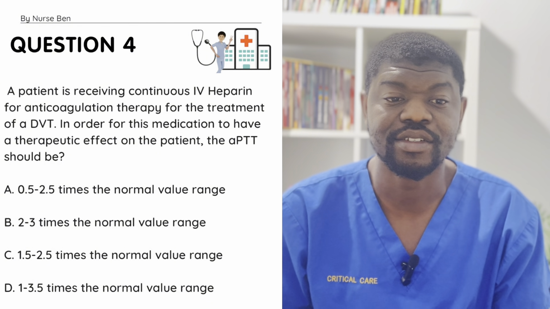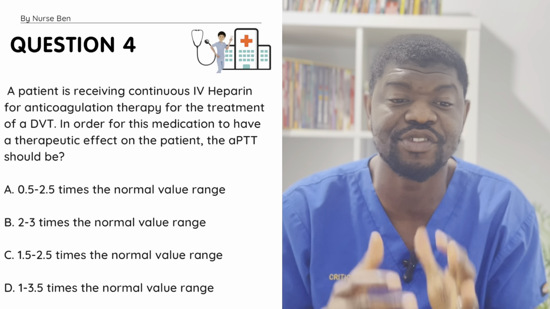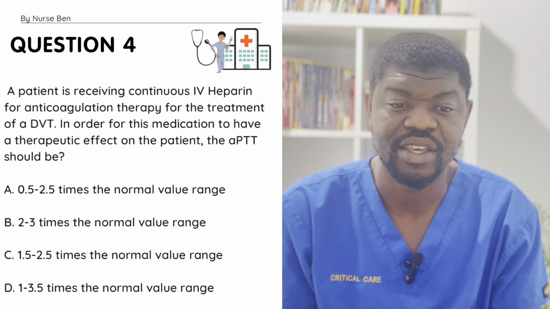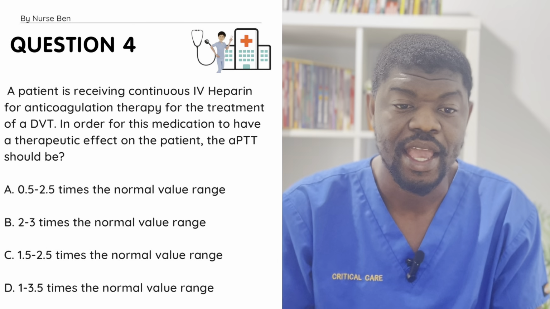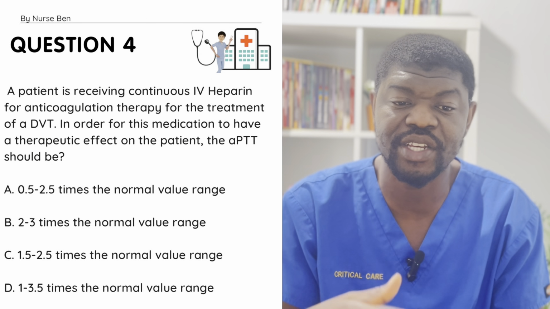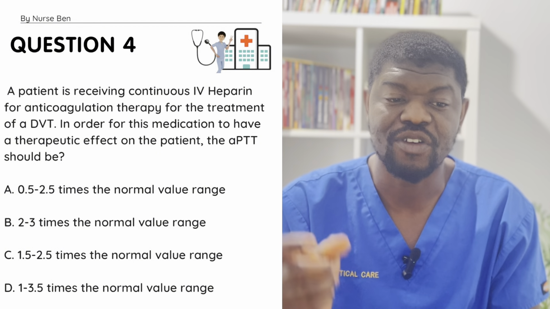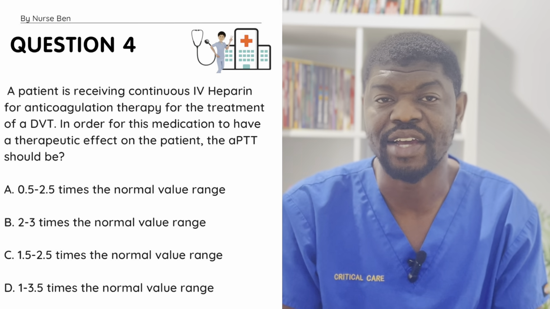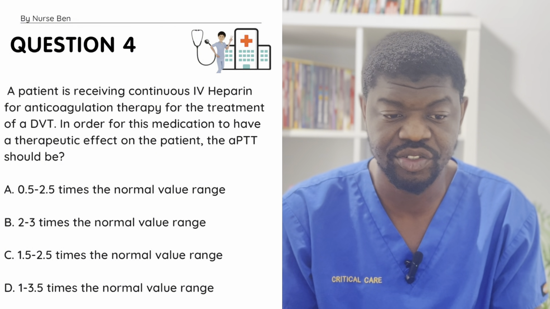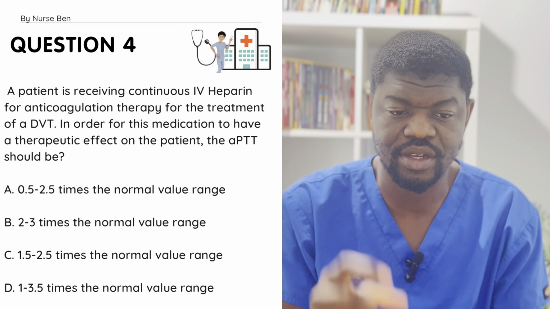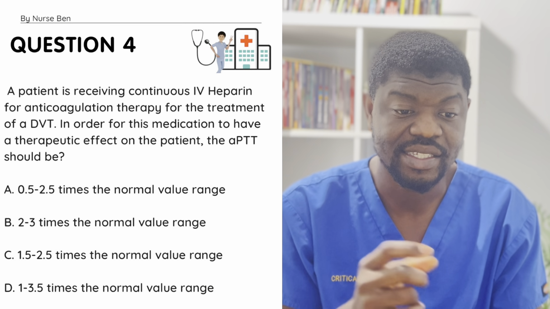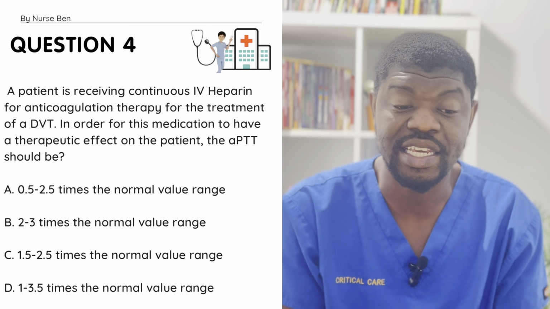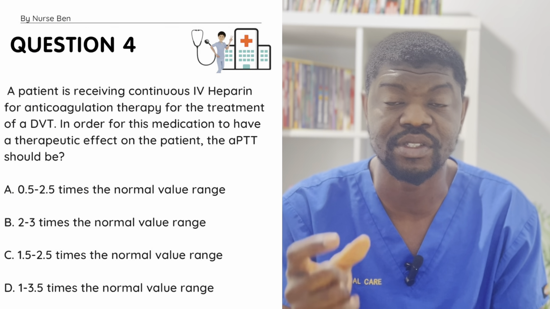The next set of questions is question number 4. It says that a patient is receiving continuous IV heparin for anticoagulation therapy for the treatment of a DVT. In order for this medication to have a therapeutic effect on the patient, your APTT should be, and it says A, 0.5 to 2.5 times the normal range. B says 2 to 3 times the normal range. C is 1.5 to 2.5 times the normal range. And D is 1 to 3.5 times the normal range.